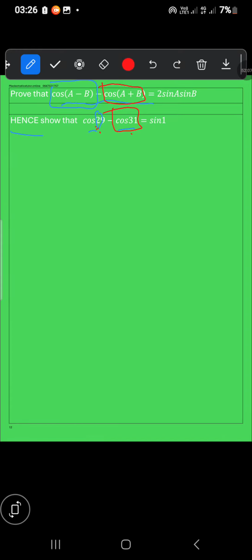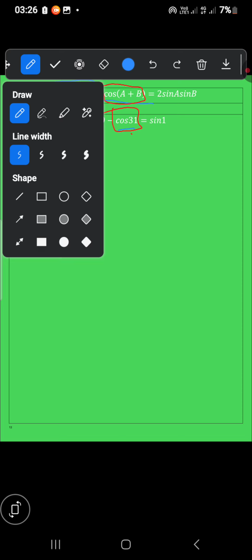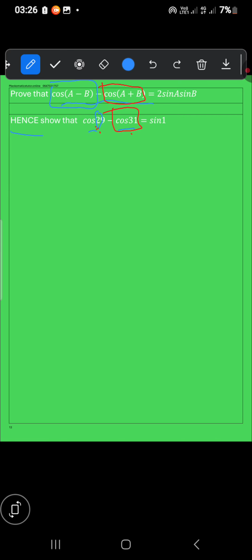So I start writing cos 29. I now start writing it as cos 30 minus 1 minus cos of 30 plus 1. I deal with the left hand side first.